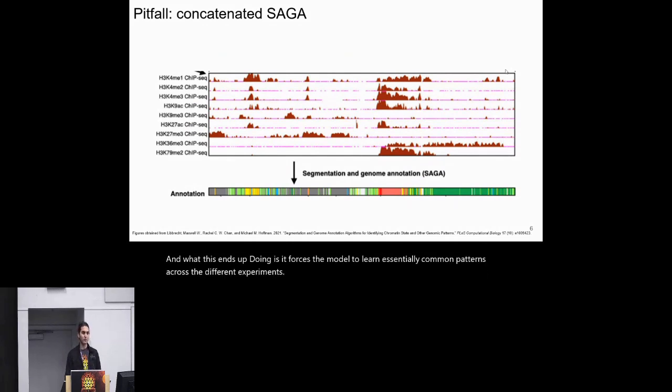But when you just, again, naively concatenate things and run SAGA on them, then the model will potentially be confused because you will have these experiments which have very different underlying signals. And so again, this is a domain where it's pretty important to apply normalization properly.